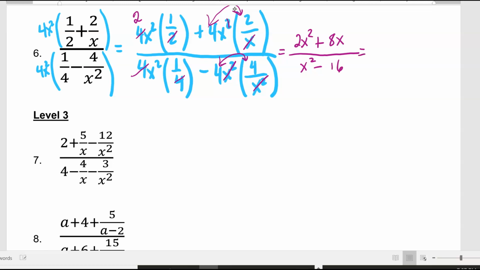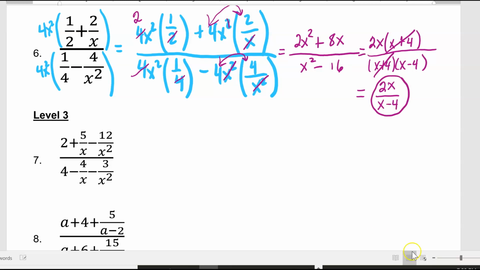This is an interesting problem because both numerator and denominator are factorable. So we're going to factor out the GCF of 2x from the numerator, leaving us with a factor of x plus 4. In the denominator, we have a difference of squares. So this will allow us to cancel common factors, and we are left with 2x over x minus 4.